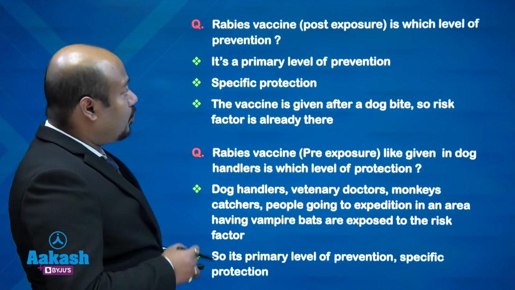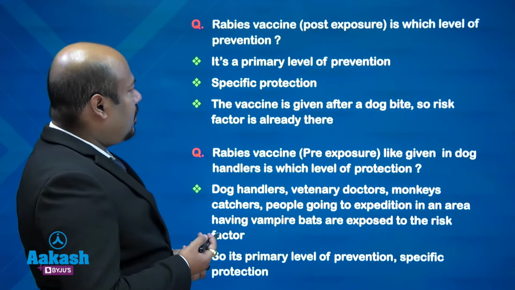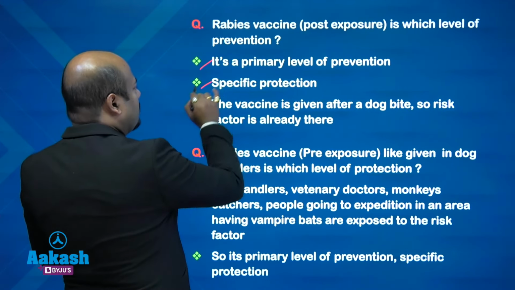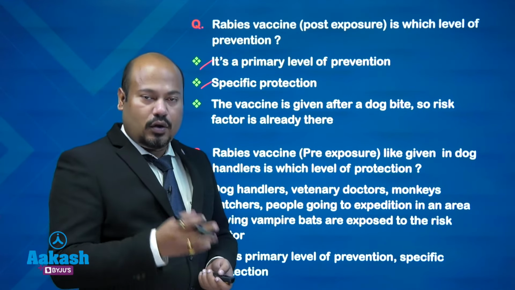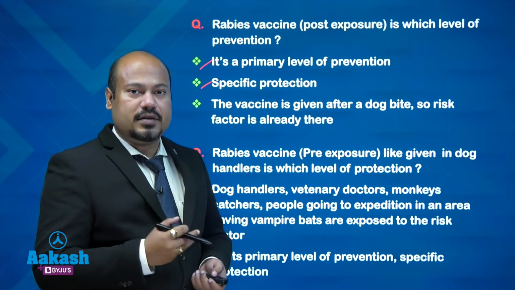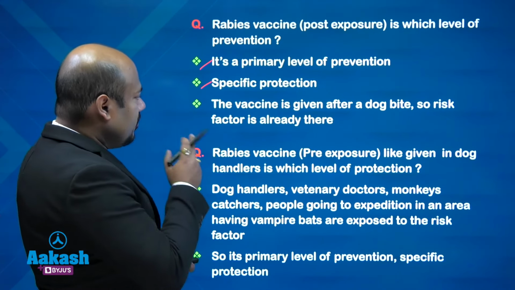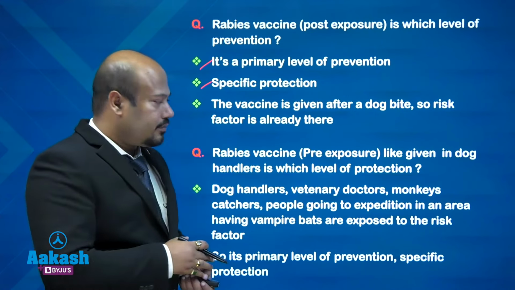Rabies vaccine, post-exposure, is which level of prevention? Post-exposure is what? Primary level of prevention, specific protection. Because after a dog bite, the risk factor is there. The dog may or may not have rabies, but the risk factor is there. So it is primary level of prevention, specific protection. Vaccine is given after a dog bite, so risk factor is already there.